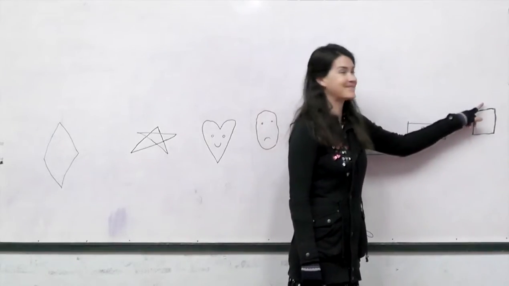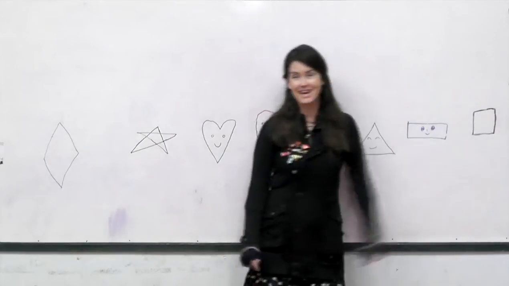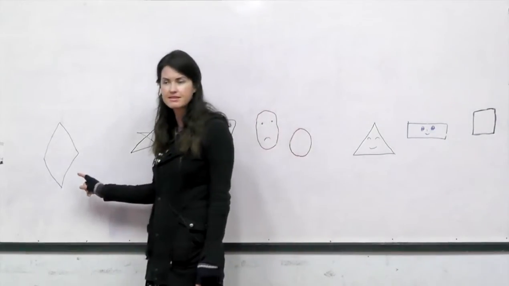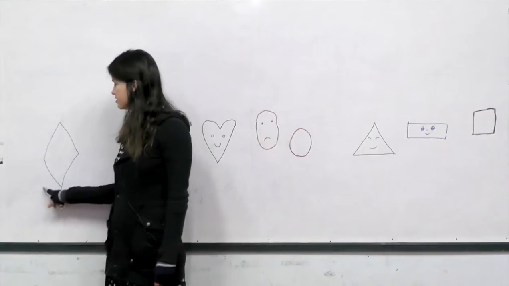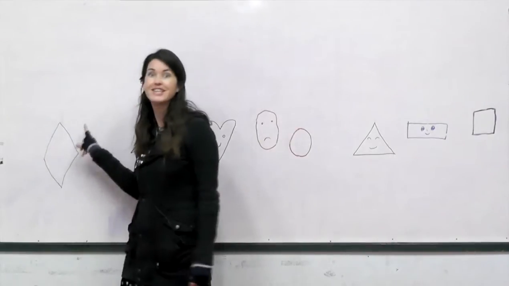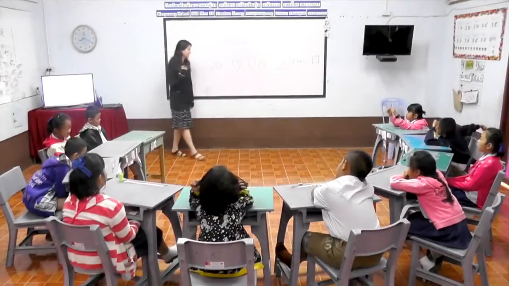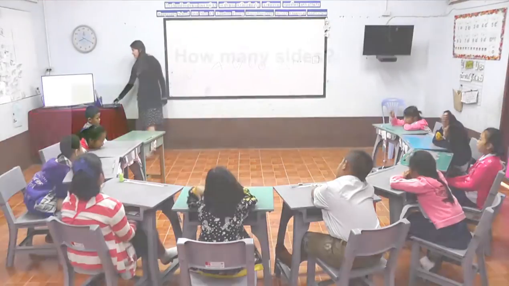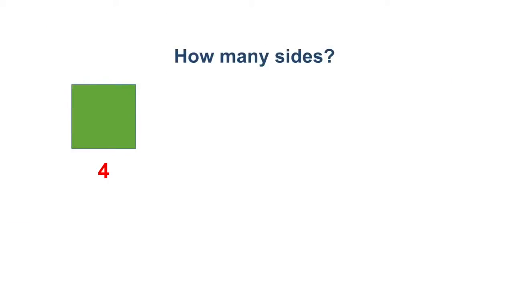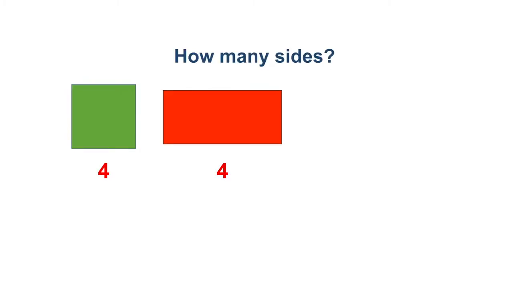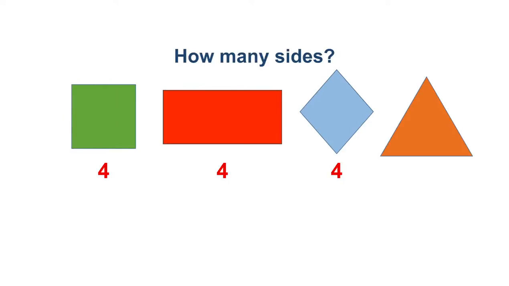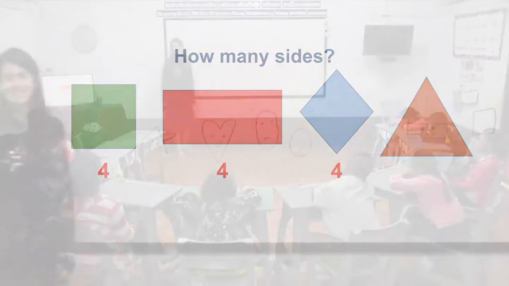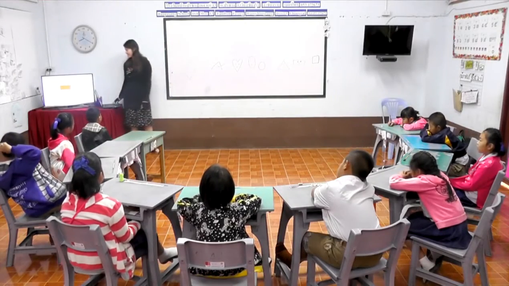Our square has 1, 2, 3, 4 sides. What about our diamond? 1, 2, 3, 4. You're right, it has 4 sides. Our square has 4. Our rectangle has 4. How many sides does our diamond have? 4. Very nice. What about our triangle? 3 sides on that triangle.